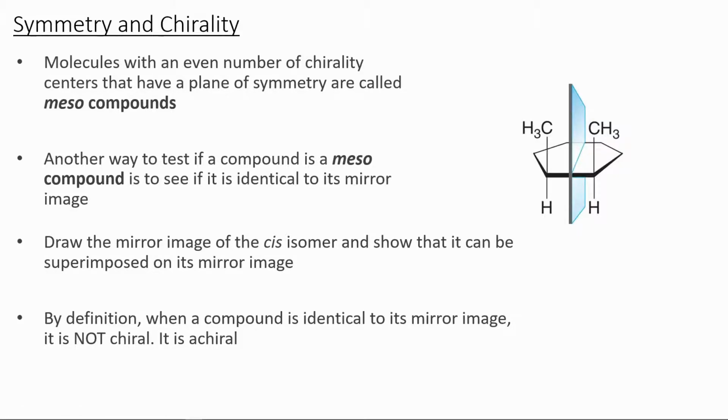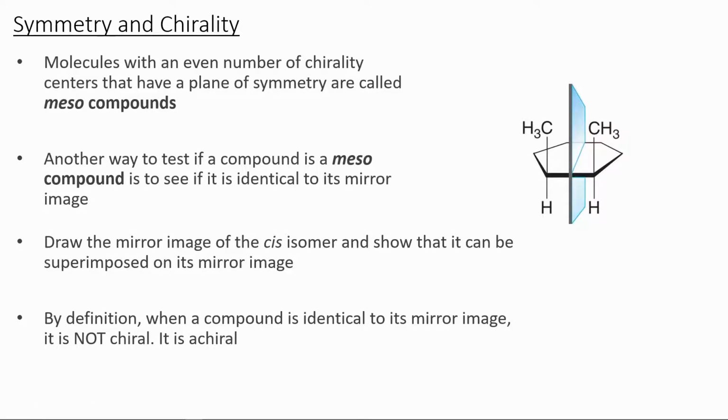The molecules which have an even number of chiral centers and a plane of symmetry, like the cis cyclohexane that we found here, are called meso compounds. There are two methods to tell if a compound is meso. One is to identify an internal plane of symmetry, or the other is to take the molecule, draw its mirror image, and then try to superimpose the two.